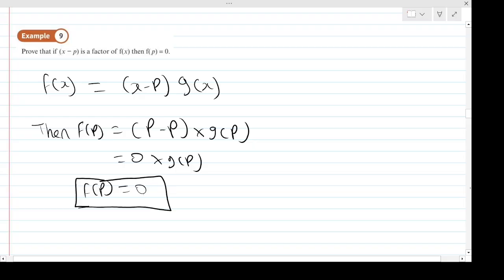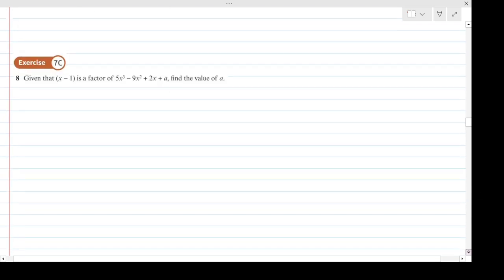And again, this is the statement of the factor theorem as well. If you have a factor, as a reminder, then that means it's a root, which means if you plug p into the function, we get 0. Anyway, that's the factor theorem. Let's look at some more examples then.